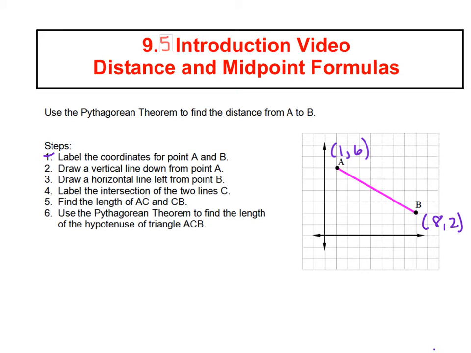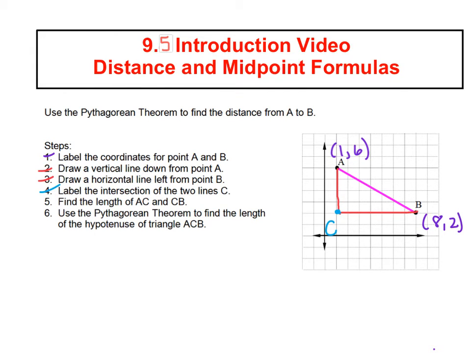Now draw a vertical line down from point A. So point A, draw a vertical line going down until we're in line with point B. So it's going to get us to there. That was not a very good vertical line. Let me try that again. Well, it's a little bit better. Alright, draw a horizontal line left from point B. Label the intersections of the two lines C. So where these two hit, we have point C.